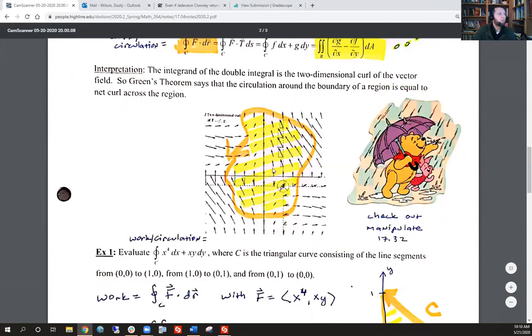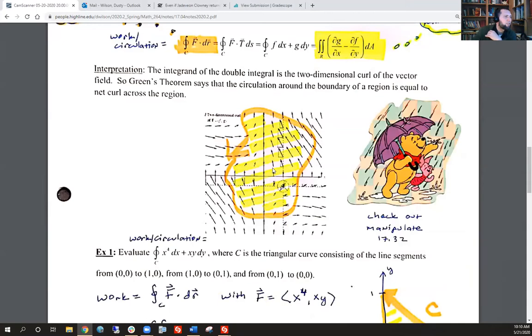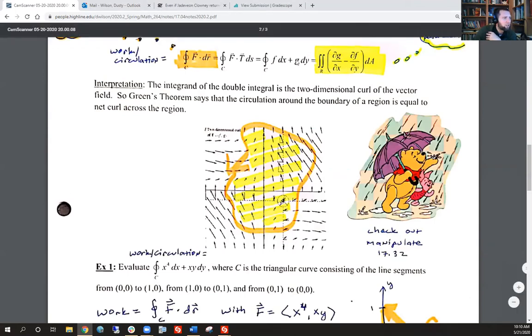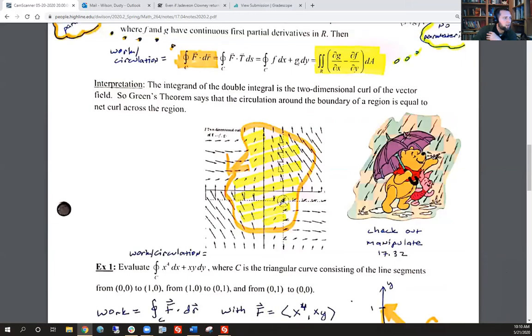So let's see if we can interpret it. The integrand of the double integral is the two-dimensional curl of the vector field. So Green's theorem says that the circulation around the boundary, what happens when we go around the outside of the region, is equal to the net curl across the region. That would be in here.